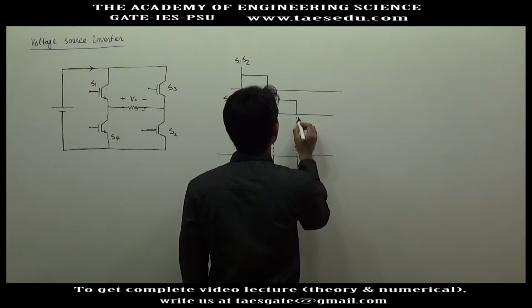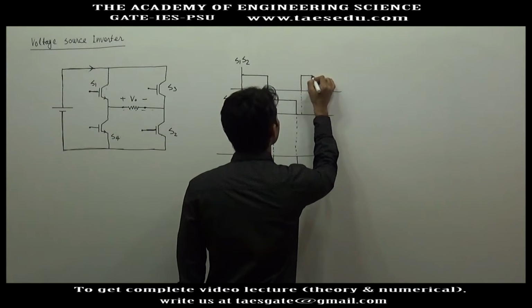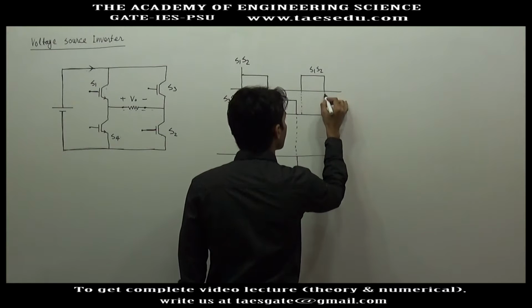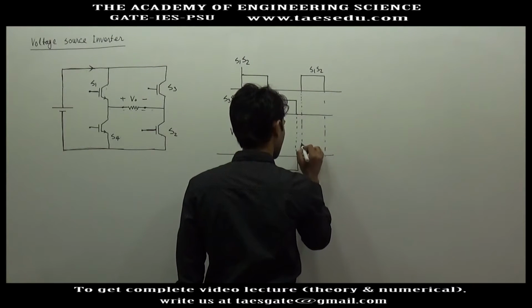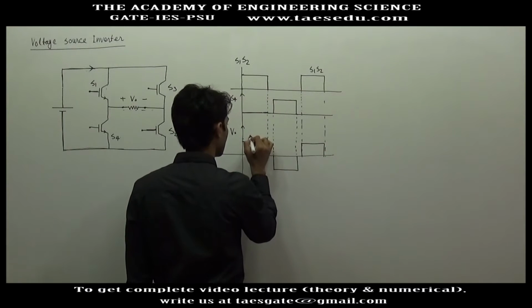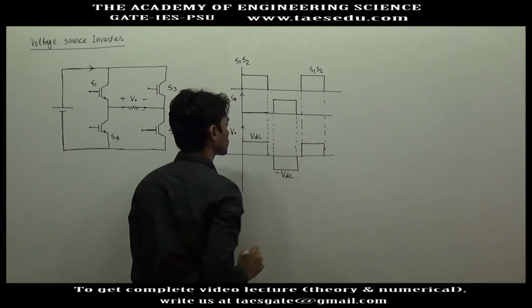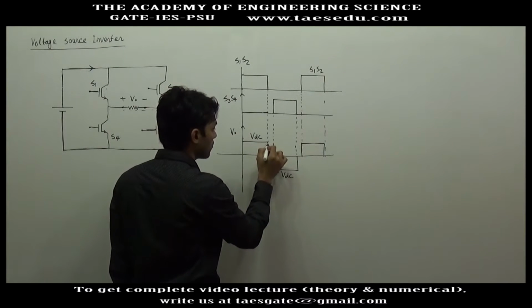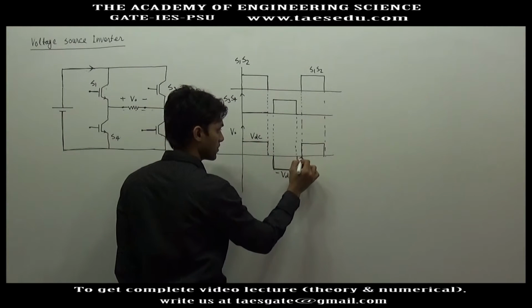Okay, then again S1 and S2 are given signal, so here you will get positive voltage. This is positive VDC, this is negative VDC. So in the output, although you are getting a square wave, it has opposite polarity.